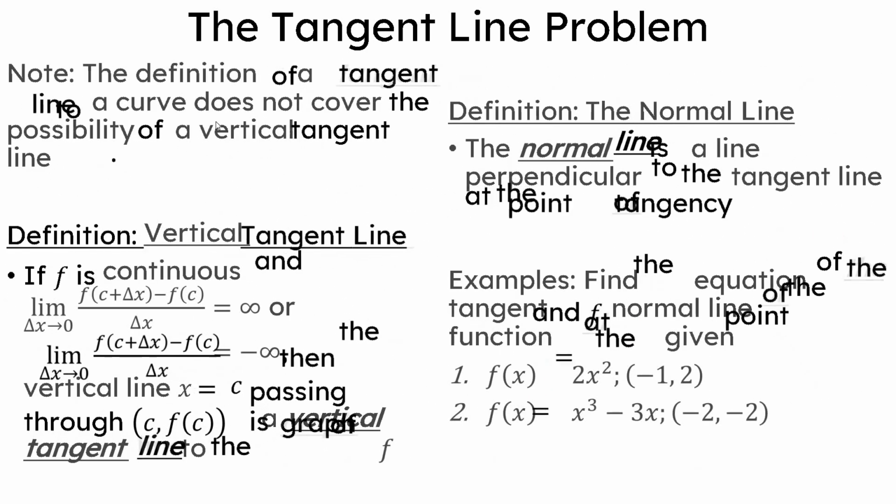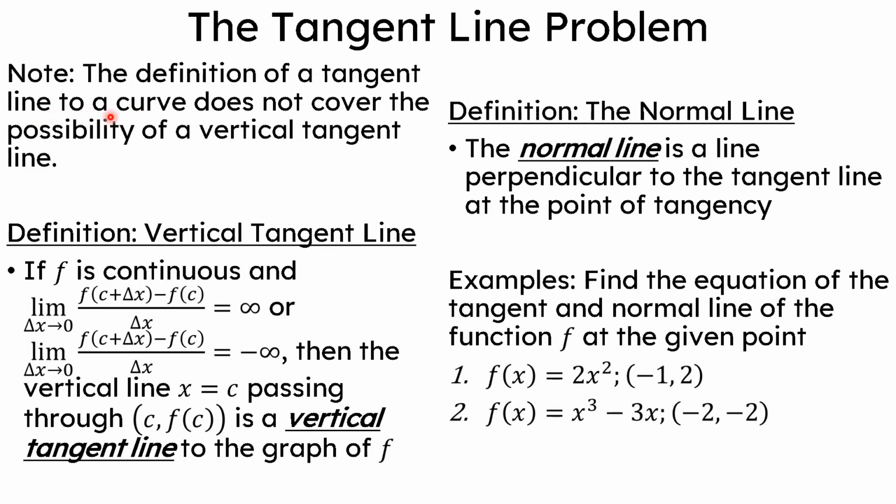Now, the definition of a tangent line to a curve does not cover the possibility of a vertical tangent line, because for a vertical tangent line, it has to be infinite limits. As shown, it can be thought of as very similar to a vertical asymptote, but this time it's a vertical tangent. So if f is continuous and the limit of the difference quotient as delta x approaches 0 is equal to positive or negative infinity, then the vertical line x equals c that passes through c, f of c is a vertical tangent line.